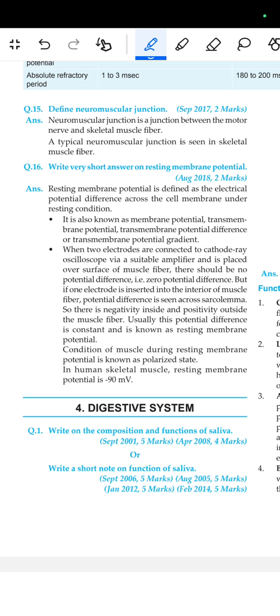Usually this potential difference is constant and known as the resting membrane potential. Condition of the muscle during the resting membrane potential is known as the polarized state. In the human skeletal muscle, resting membrane potential is -90 mV.